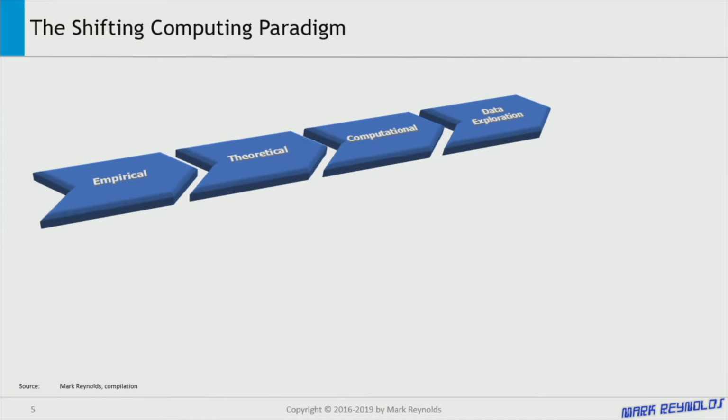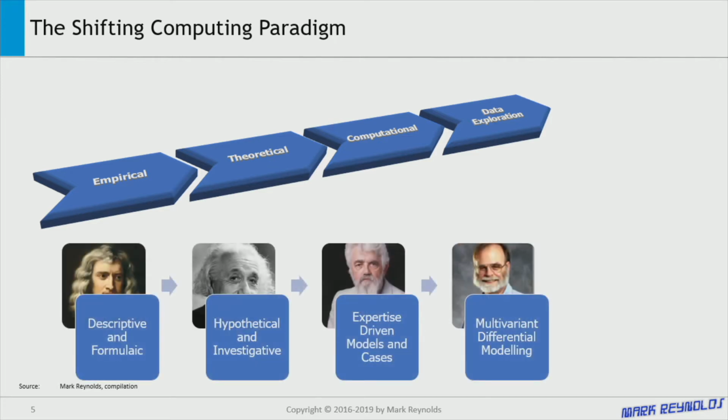Let me digress for a moment and talk about the changing computer paradigm. Years ago, empirical was where everything was at. That was observations, descriptive, formulaic. It is best known from Isaac Newton kind of a perspective.